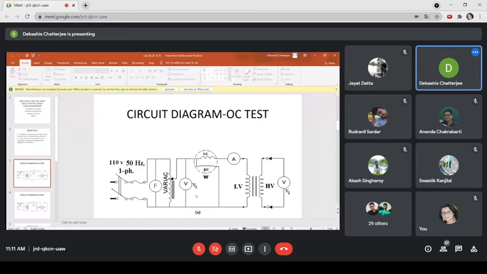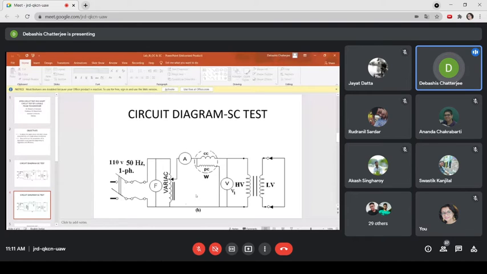Now, so you can face such questions anywhere. Now come to the circuit diagram again for the short circuit test. Short circuit test I will show later. Now, run one open circuit test. So, the open circuit test you perform.